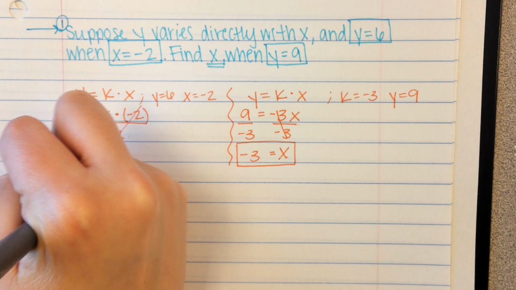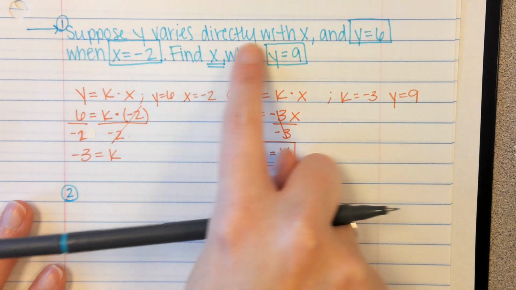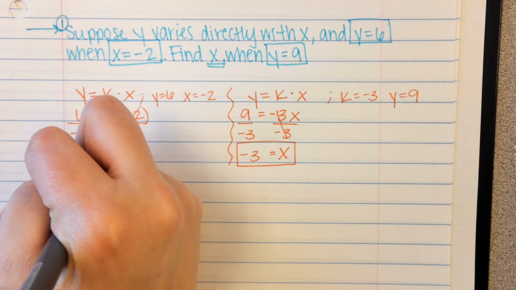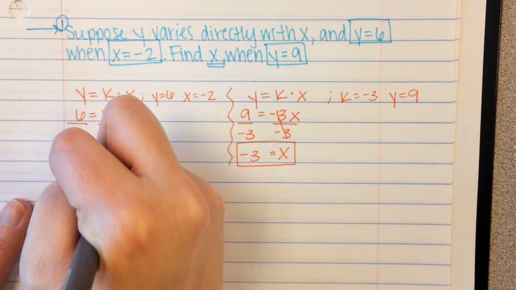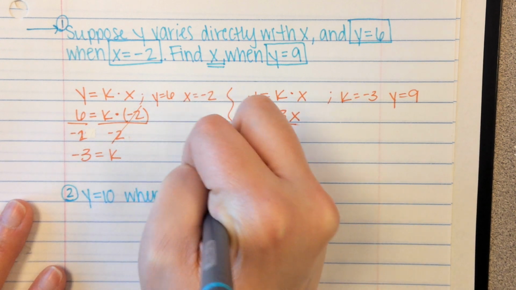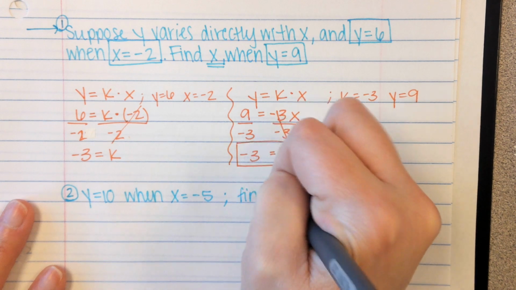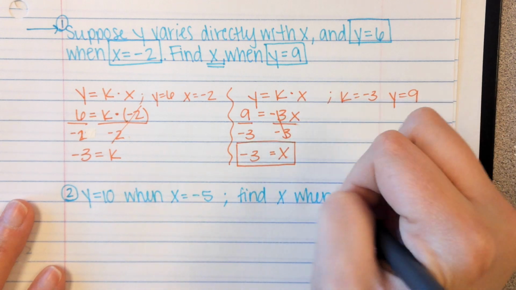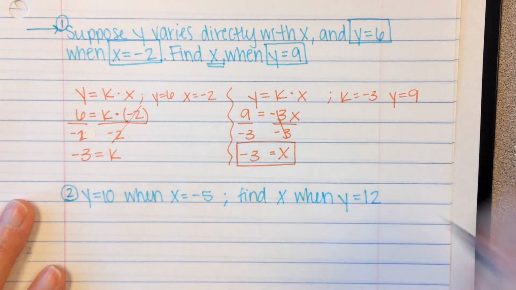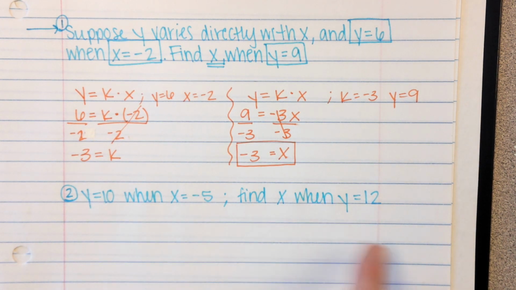All right, number 2, we're going to do the same thing. So this time, you're supposing y varies directly with x, and y is going to equal 10 when x equals negative 5. And you're going to find x when y equals 12. Okay, so instead of writing that sentence, I just picked out the pieces that we need, and we're going to do the exact same thing.